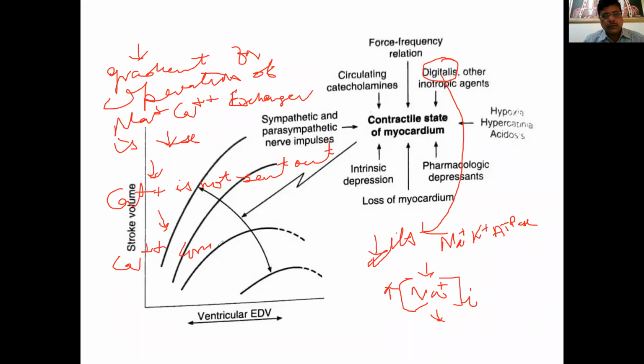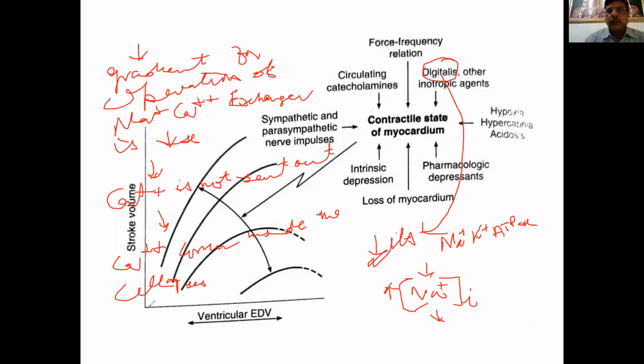Calcium concentration inside the cell increases, and the force of contraction is going to increase.